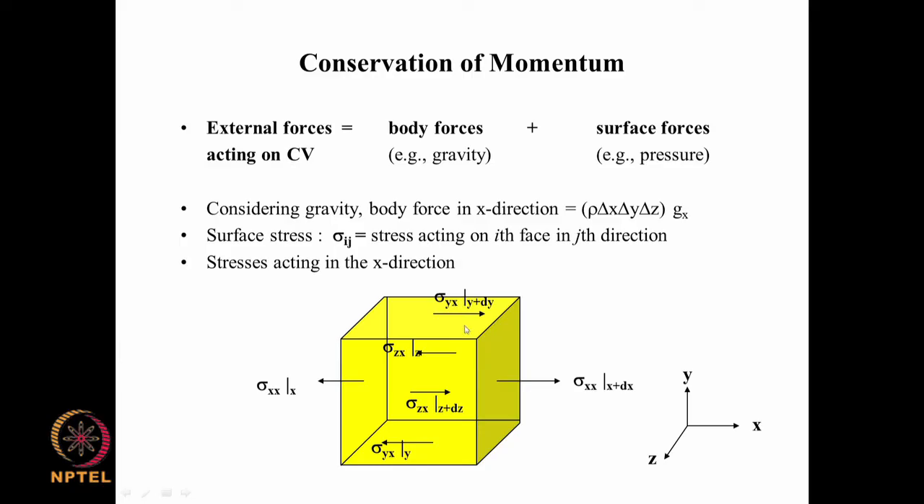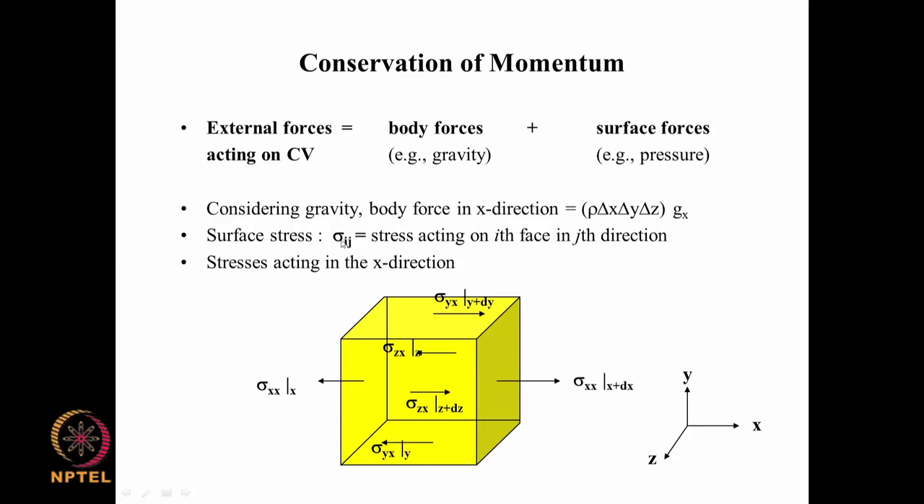So we come up with a 2 index notation for the stress. We define the surface stress as sigma ij, and by convention sigma ij is the stress acting on the ith face in the jth direction. Both i and j can take indices of 1, 2 and 3. When i equals 1, that is x; when j equals 1, that is again x; 2 is y, and 3 is z.